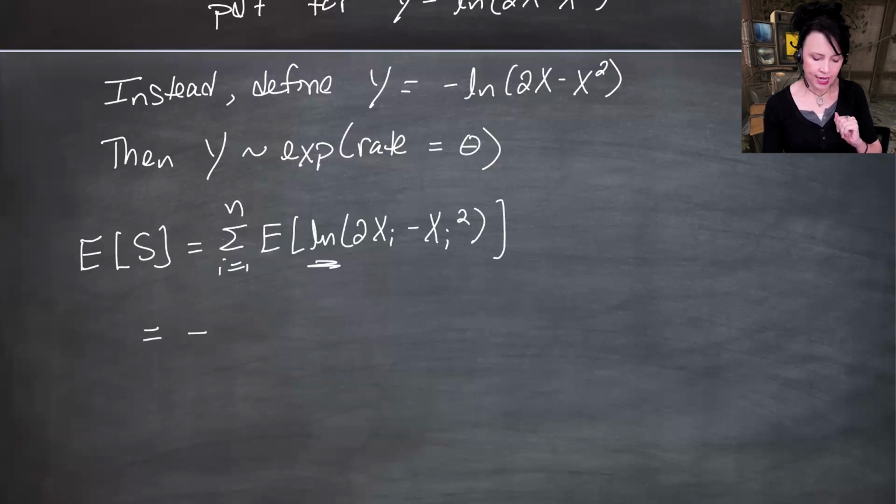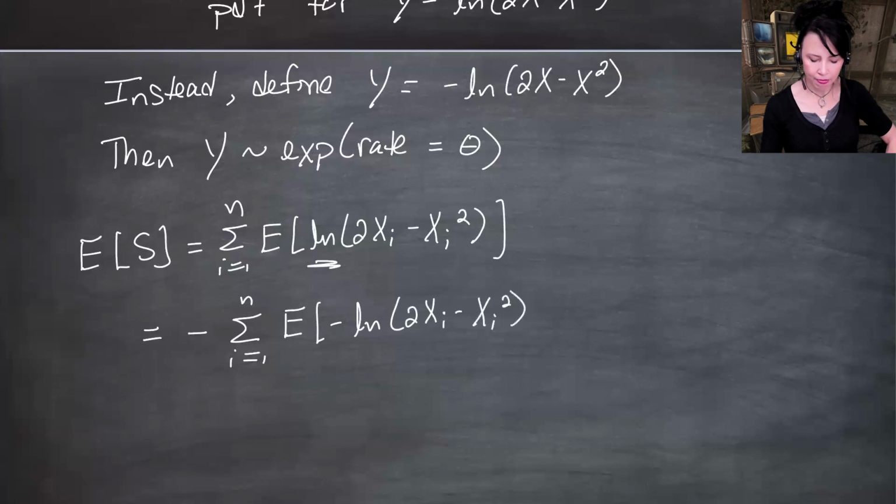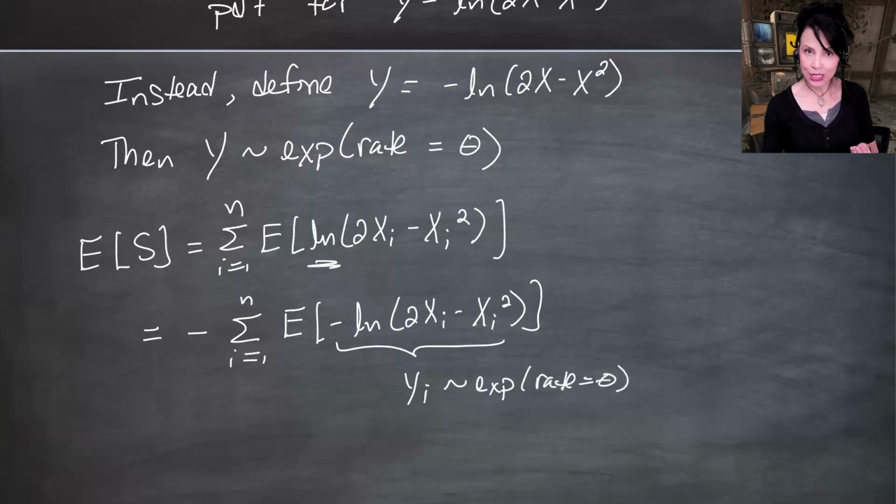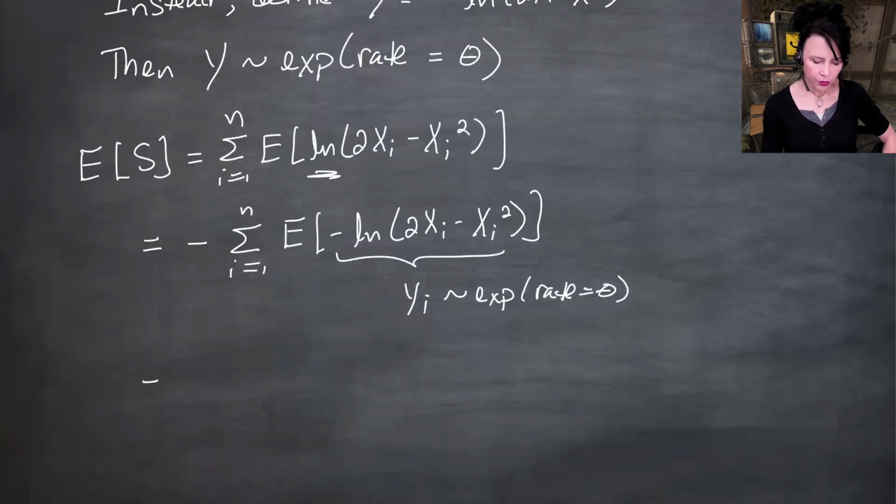So I'm going to say this is the negative of the sum as i goes from 1 to n of the expected value of the negative of the log of 2xi minus xi squared. This is our new definition of yi, and it is exponential with rate theta. And the mean for an exponential, let me write this again, is 1 over theta. So this is the negative of the sum of a bunch of 1 over thetas, which gives us n over theta.